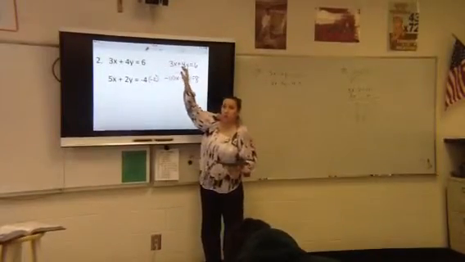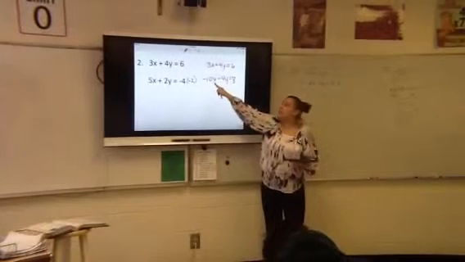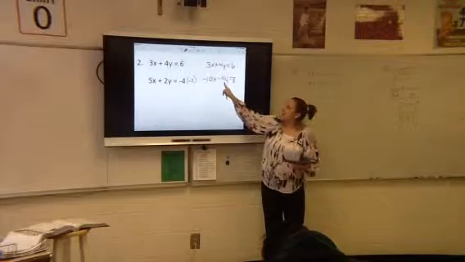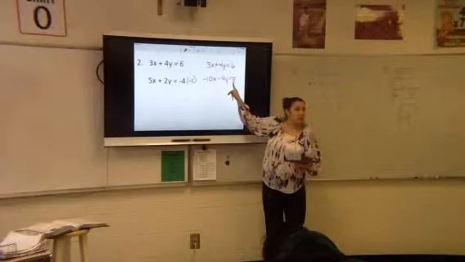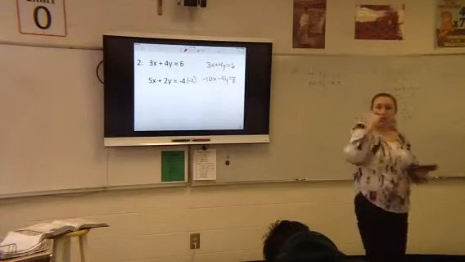We rewrote the first one, and I've multiplied everything by -2, so double check. Do you have a -10x, a -4y, and a +8? Okay, because if you don't even have that, there's no point in moving on. Okay, is everybody good there?